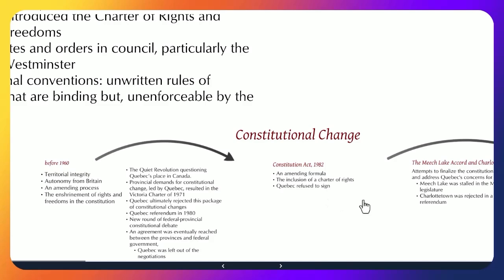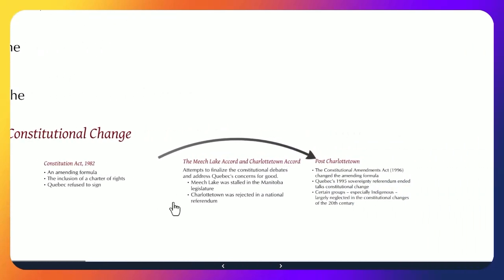So we go on then to these rounds of attempting to amend the Canadian Constitution, the Meech Lake Accord and the Charlottetown Accord. These were attempts then to finalize these constitutional debates and address these outstanding concerns of Quebec. However, both failed. Meech Lake failed because, as people said at the time, it was 11 white men in suits making decisions for everyone else in Canada.